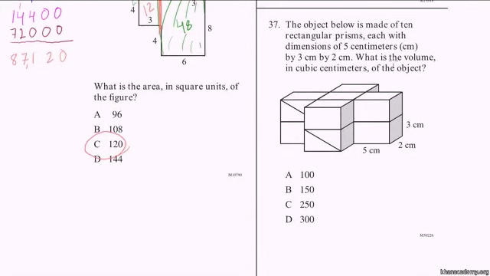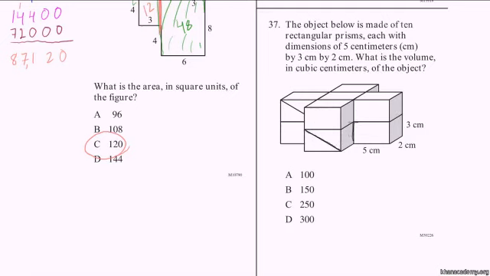Problem 37. The object below is made of 10 rectangular prisms. That just means these three-dimensional rectangular things, each with dimensions of 5 centimeters by 2 centimeters by 3 centimeters. What is the volume in cubic centimeters of the object? So it's kind of this plus sign or cross-looking thing. And I think they do this really just to throw you off.